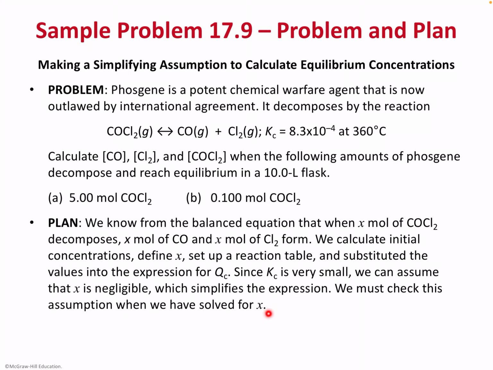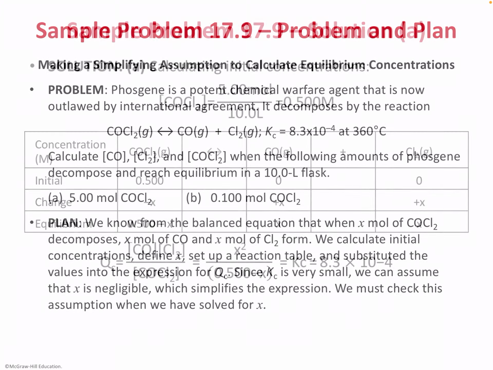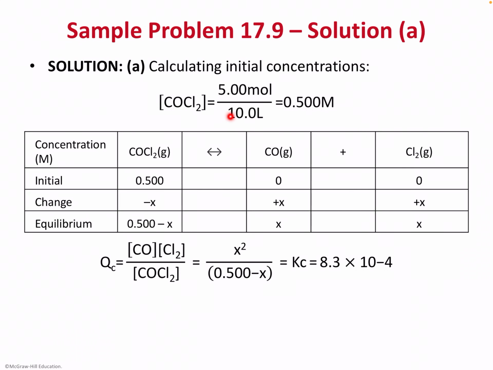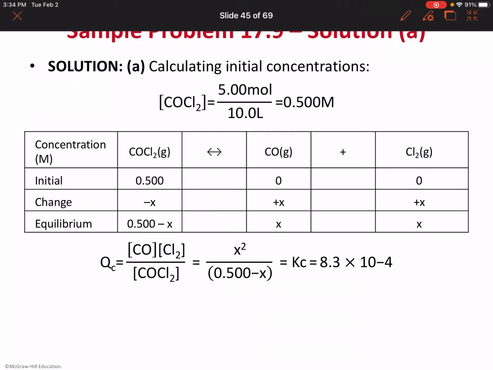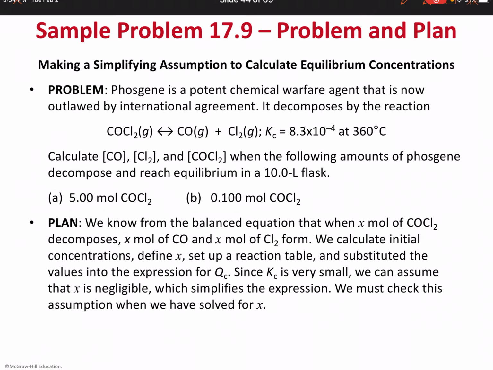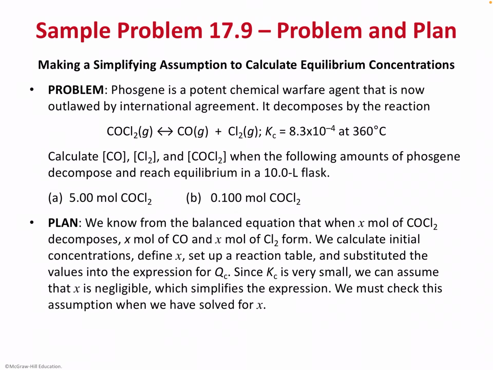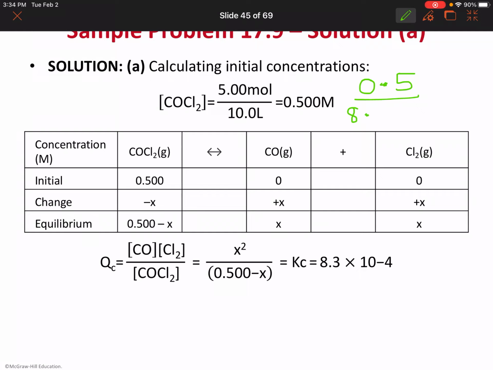Let's see. We can also see, remember the initial concentration. So here we have 5 moles in a 10 liter flask. So the phosgene concentration is going to be 0.5. Let's check the assumption. So initial concentration 0.5, and you divide it by Kc. Kc is 8.3 times 10 to the negative 4. So you divide this by 8.3 times 10 to the negative 4.